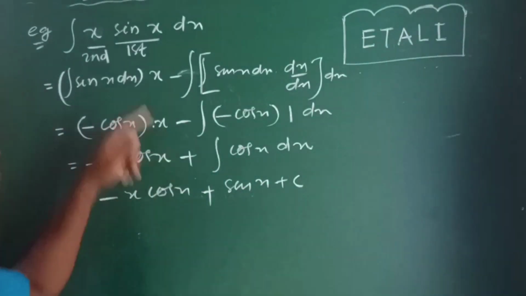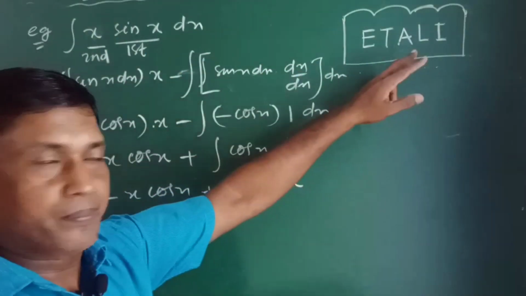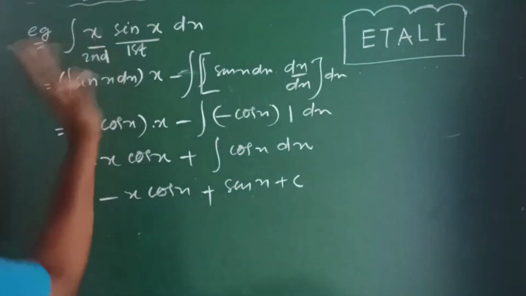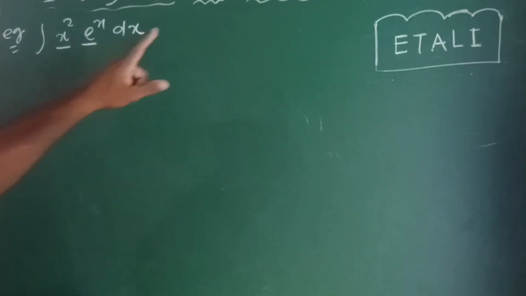So this is the by parts formula, and we apply the by parts formula and the ILATE trick to integrate the product of two functions x into sin x. Another example is to integrate x square into e to the power x dx. Here is the product of two functions, x square and e to the power x, and in order to integrate this product, we have to apply by parts formula.